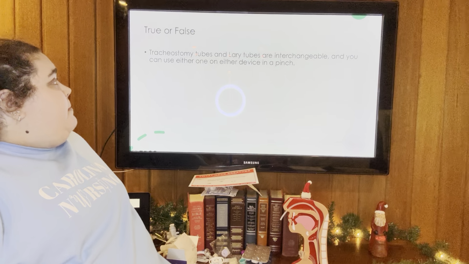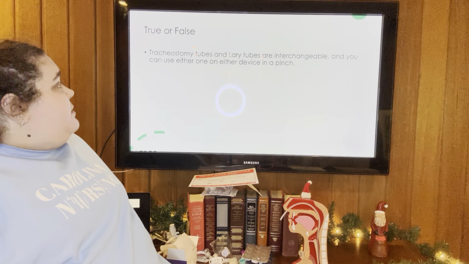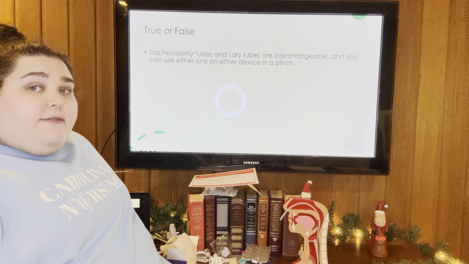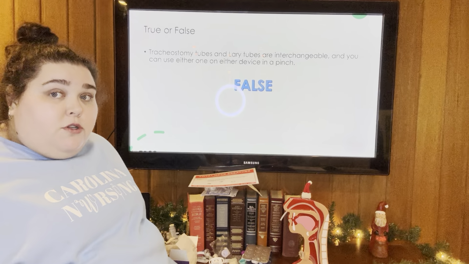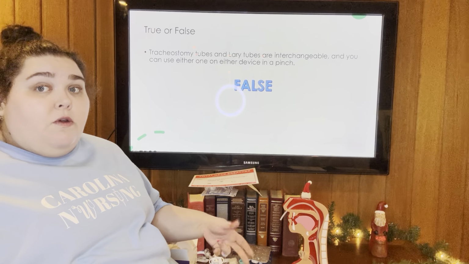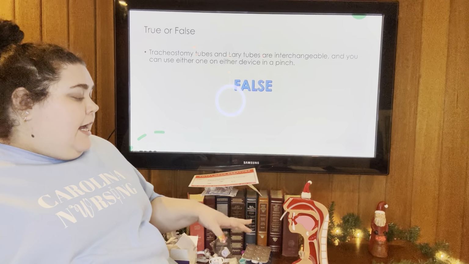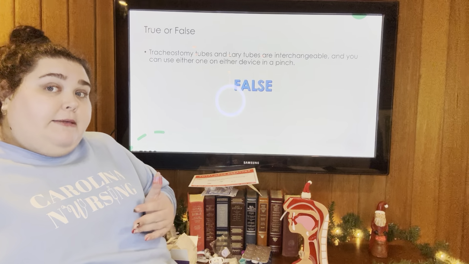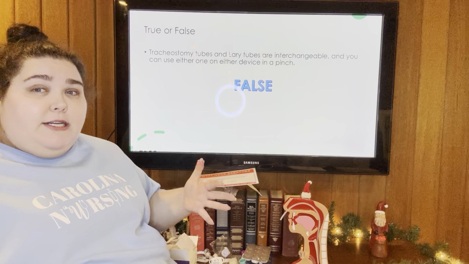True or false? Tracheostomy tubes and laryngectomy tubes are interchangeable, and you can use either one on either device in a pinch. So that is false. The Lary tube, as we talked about, is much more flexible. It provides a lot more structure, and a Lary tube is not going to be able to be put into a tracheostomy patient because it's just a very different type of stoma.